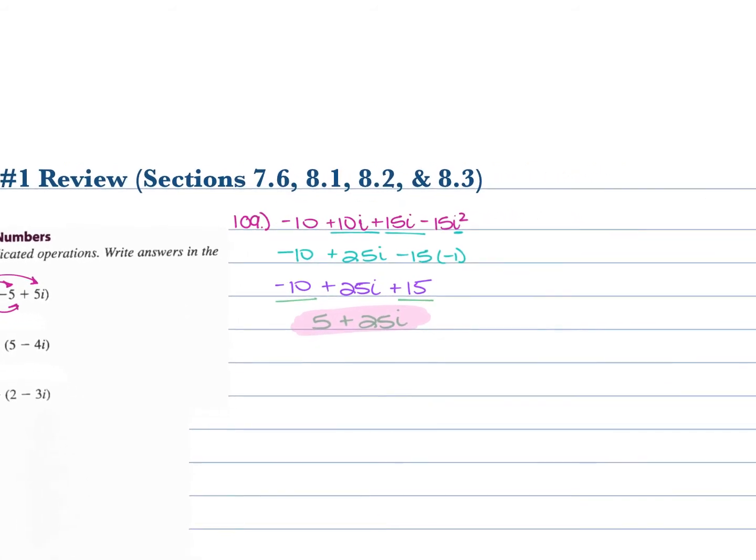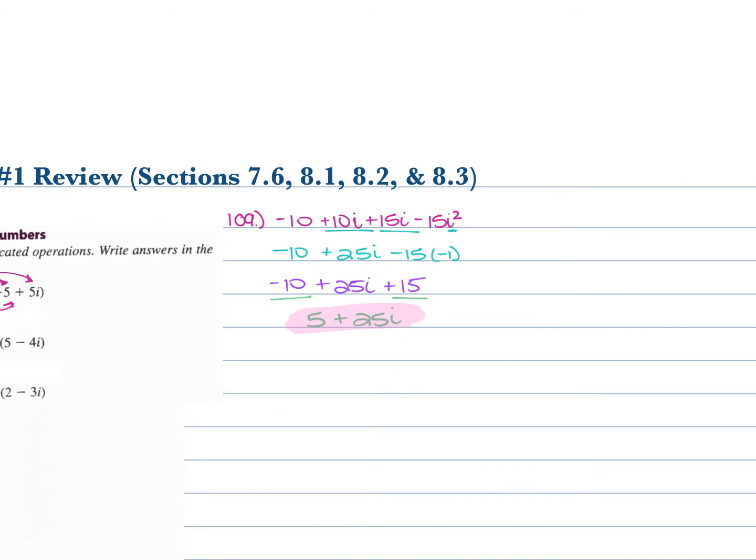For 111, you have 2 plus i plus 5 minus 4i. There's addition between those two sets of parentheses, so we can just rewrite this without the parentheses and combine like terms. So we'll have 2 plus i plus 5 minus 4i.